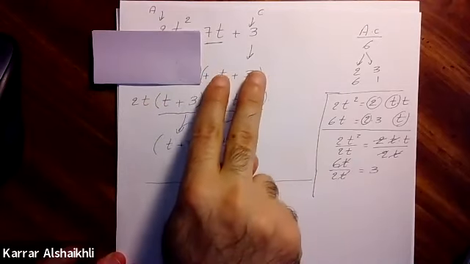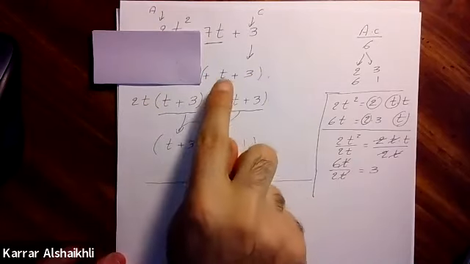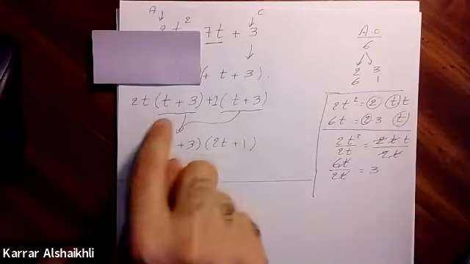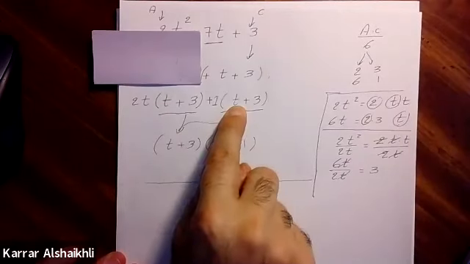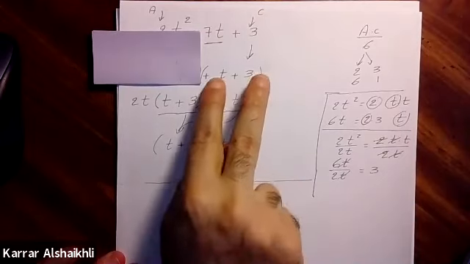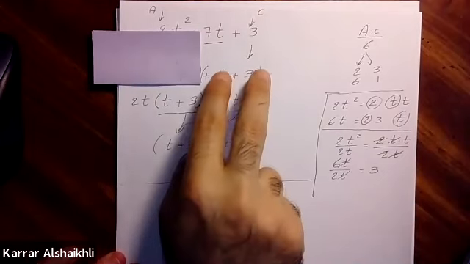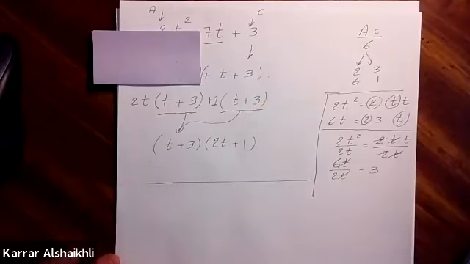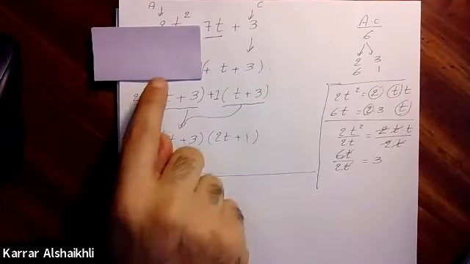I need to find the common here. The common here is what? 1. I'm going to divide these two terms by 1, not by 2t. T divided by 1 is going to be t. 3 divided by 1 is going to be 3. You see, that's why it doesn't change anything, because we divide these two terms by 1. That's it. You're not going to divide it by 2t, okay?